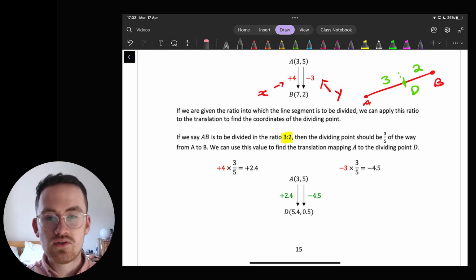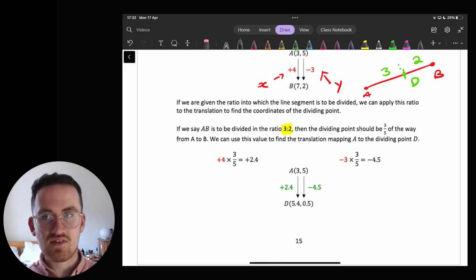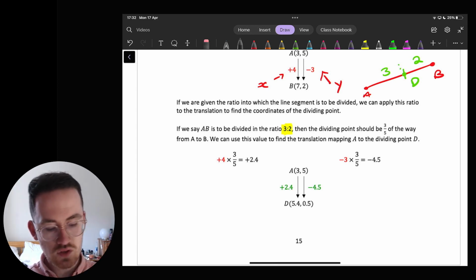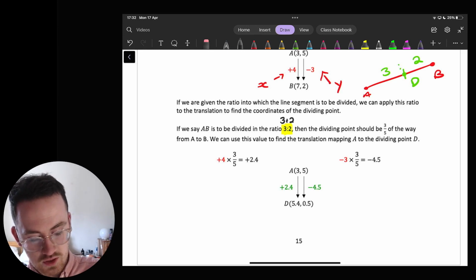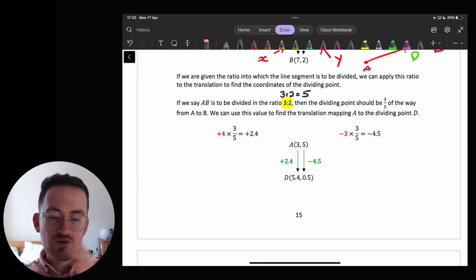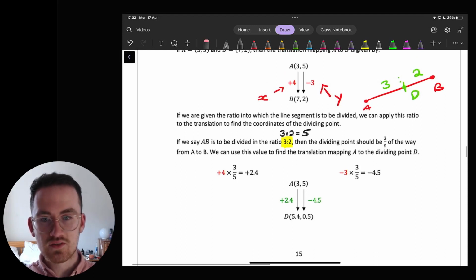Given that we know the translation that takes A to B, we'll apply the ratio to that. If it's going to be divided in a 3 is to 2 ratio, then we're dividing our line segment into fifths. One part is 3/5 and the other part is 2/5. The fifths come from 3 plus 2, which is 5. So the dividing point should be 3/5 of the way from A to B. We already know the whole way, but we want to work out what 3/5 of the way would be. So instead of adding 4, we just add 3/5 of that, which is 2.4. So we add on 2.4 and we get that D's x coordinate is 5.4.